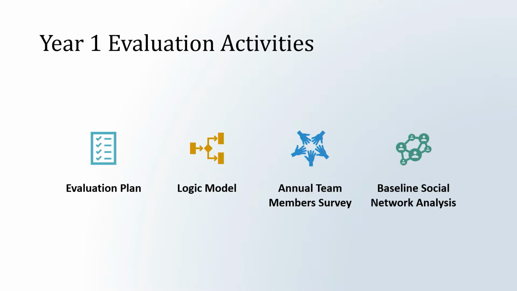And so what have we done in this first year? The first year is always kind of building the blocks to future success. We developed an evaluation plan, and those are pretty beefy and lengthy and have a lot of detail in them. We also developed a logic model, and I'm kind of a logic model geek, so I'll talk a little more about that. We also did an annual team member survey, which I'm sure you got that email, and many more emails reminding you to take it. In that survey, we had a question so that we could do a baseline social network analysis, to see what the collaboration looks like on this project right now.